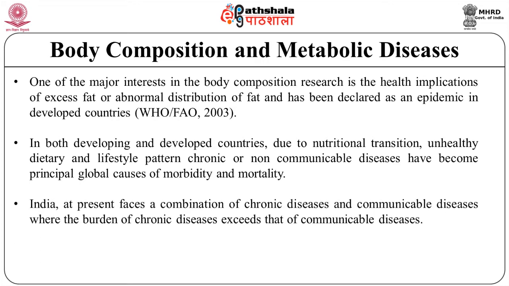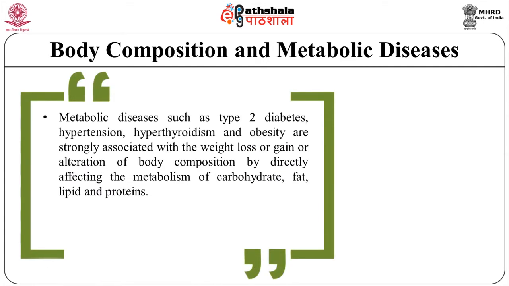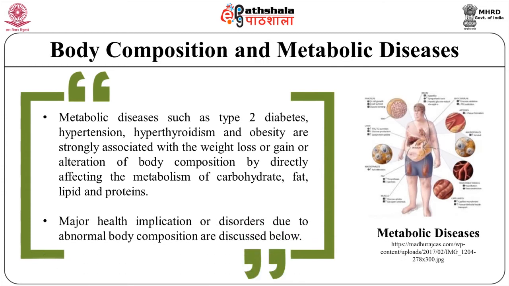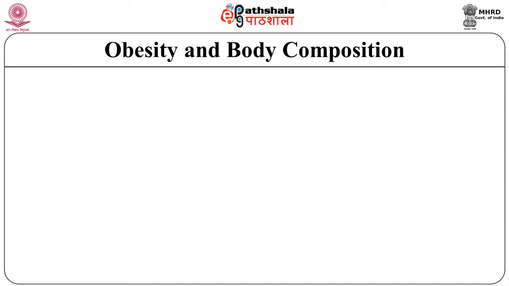India at present faces a combination of chronic diseases and communicable diseases, where the burden of chronic disease exceeds that of communicable diseases. Now, metabolic diseases such as type 2 diabetes, hypertension, hyperthyroidism and obesity are strongly associated with weight loss or gain or alteration of body composition by directly affecting the metabolism of carbohydrate, fat, lipid and proteins. Major health implications or disorders due to abnormal body composition are discussed as follows.